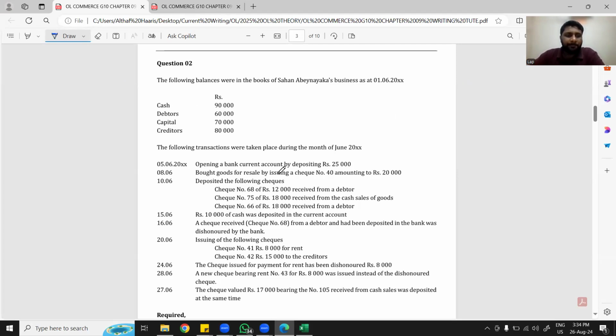Everyone, quickly prepare the bank account or bank book and the cash book. Quickly prepare the bank book and the cash book.